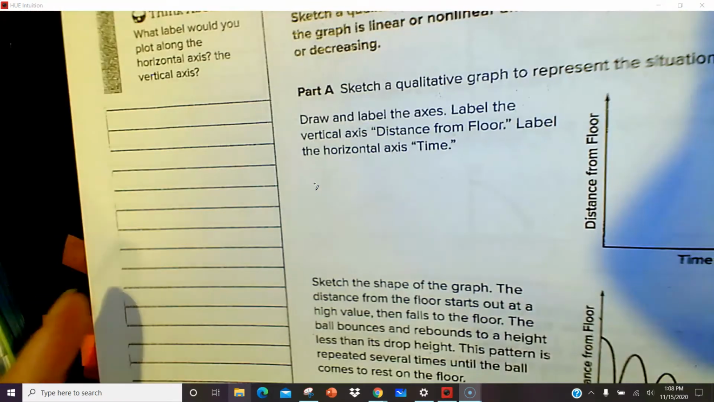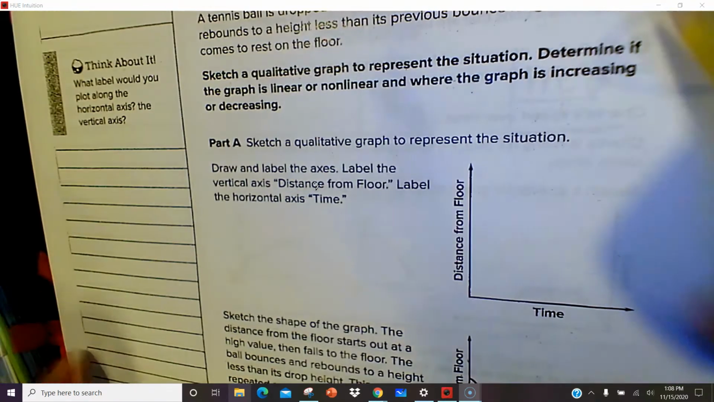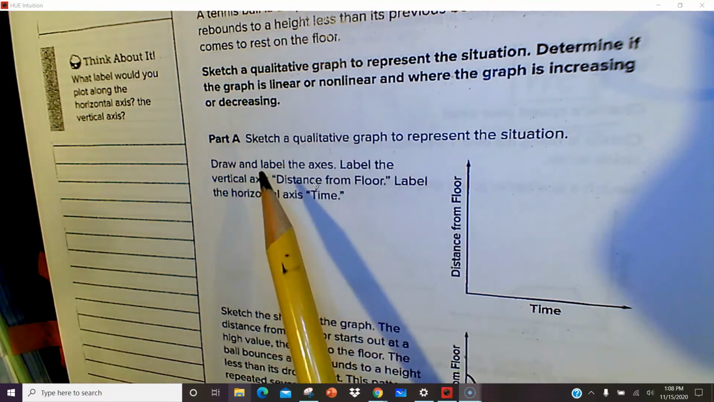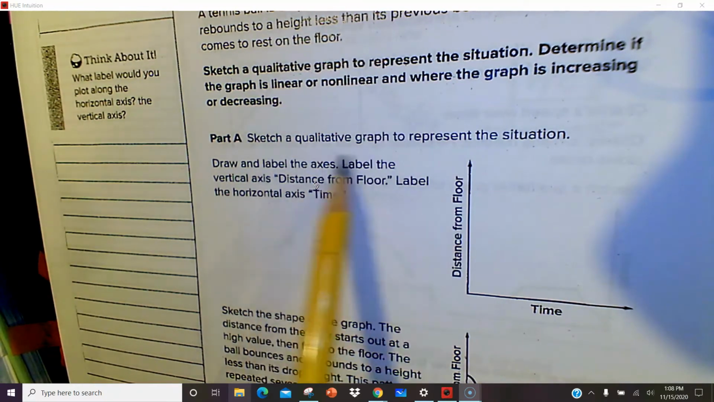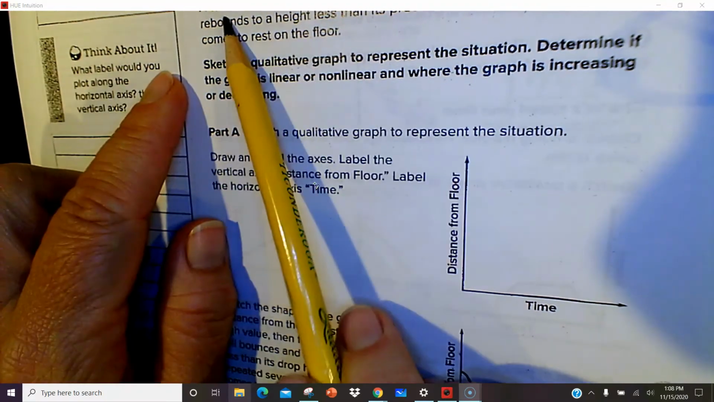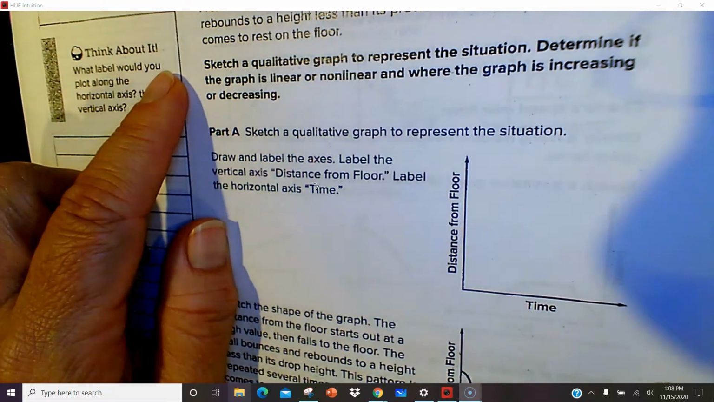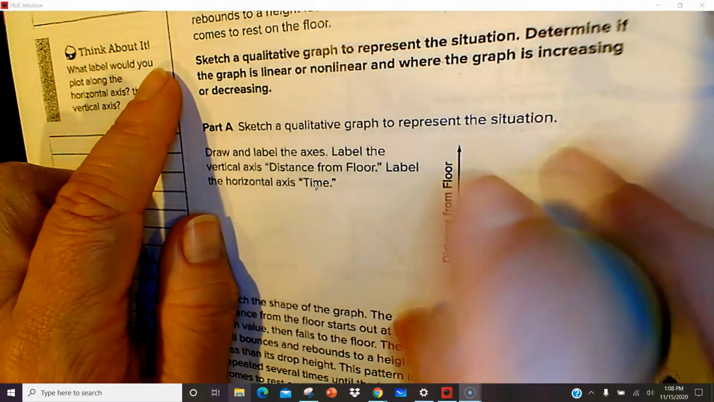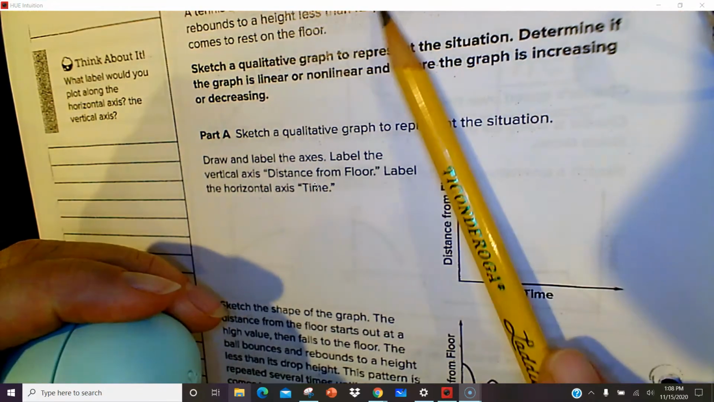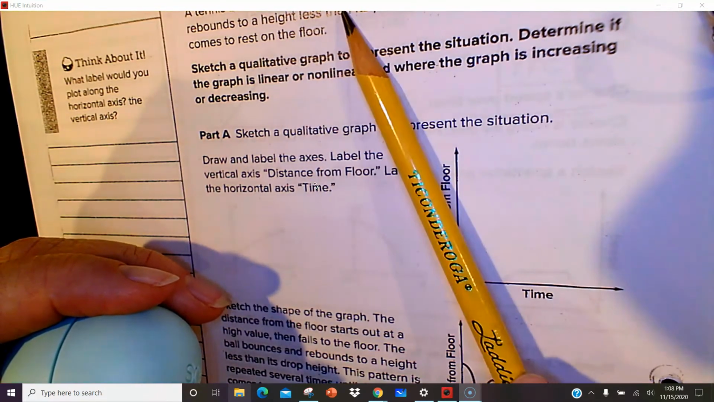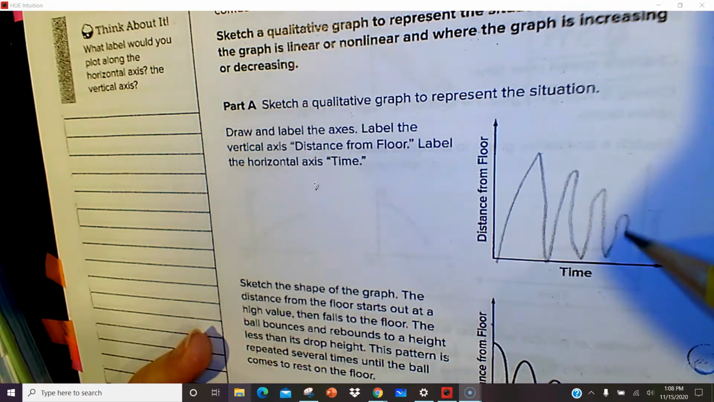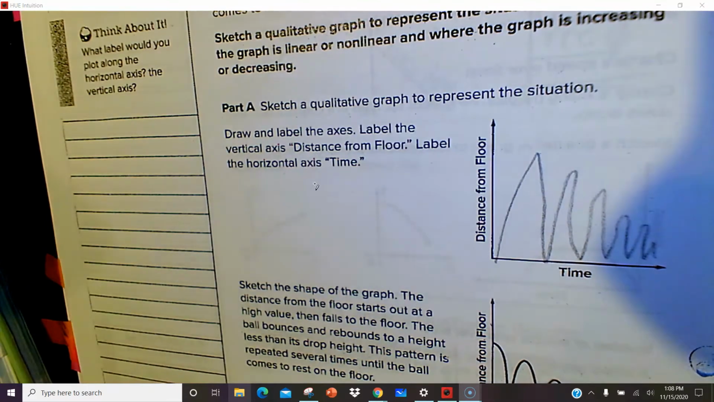Okay. Example 2, sketch the qualitative graphs. A tennis ball is dropped on the floor. Droppy, droppy, droppy. That's a tennis ball, right? It's dropped on the floor. On each successive bounce, it rebounds to a height less than its previous bounce. So it's going to go ba-boing, ba-boing, ba-boing. Oh, is that what we're supposed to be doing?